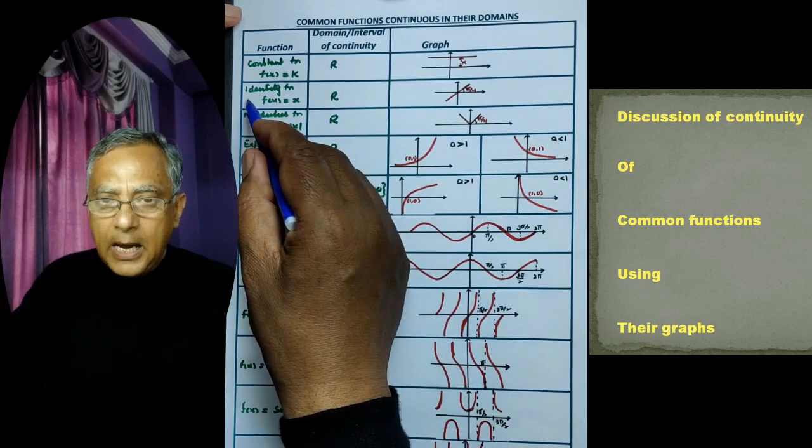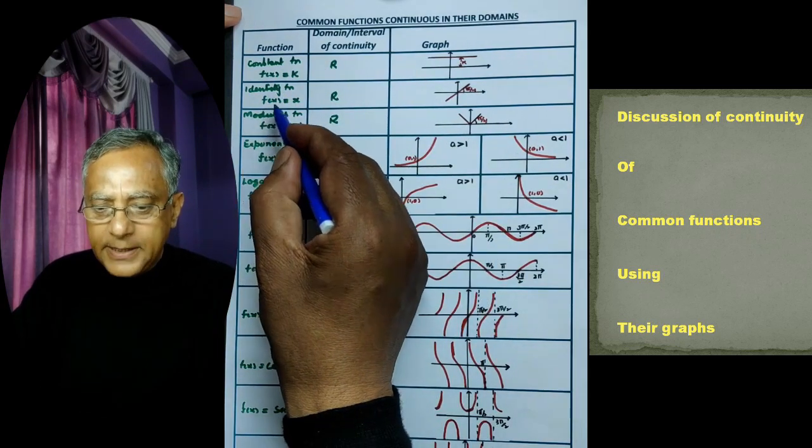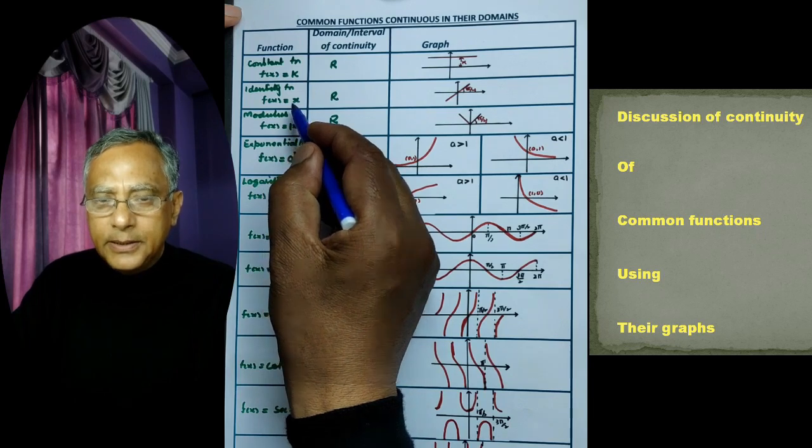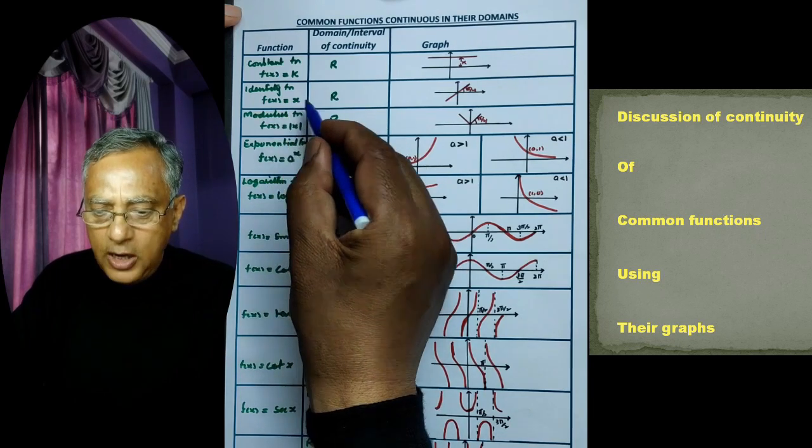Second is identity function. f(x) is equal to x. This function is defined for all x.